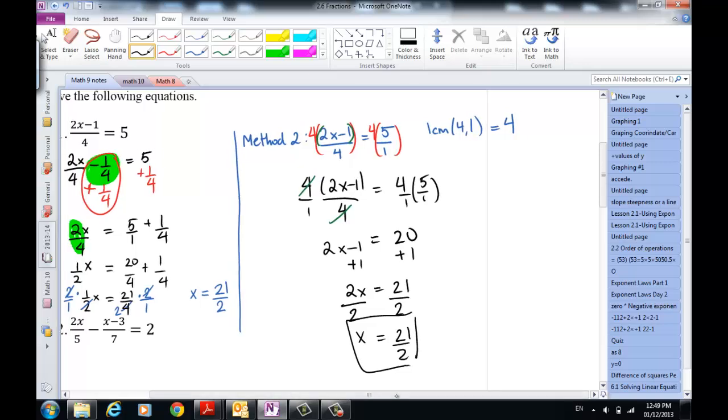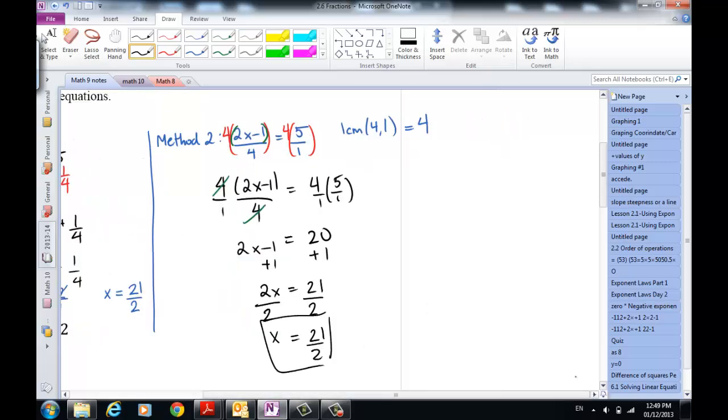If you do want to check this, let's do one example of checking it. So my equation was 2x minus 1 over 4 is equal to 5. Wherever I see an x, I'm going to substitute in 21 over 2.